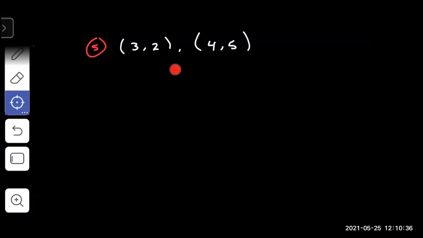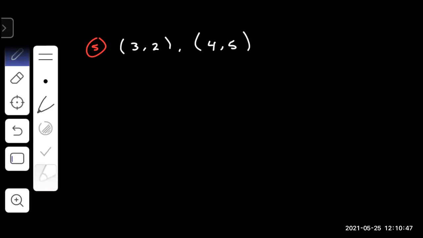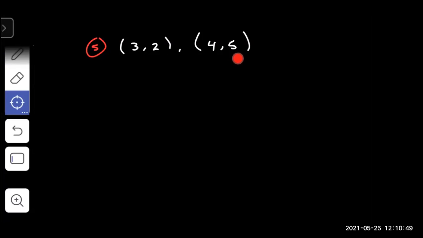Now, before going, I'm going to ask you. I'm going to give you this information, and you have to find the equation for it. The slope is 4/5.